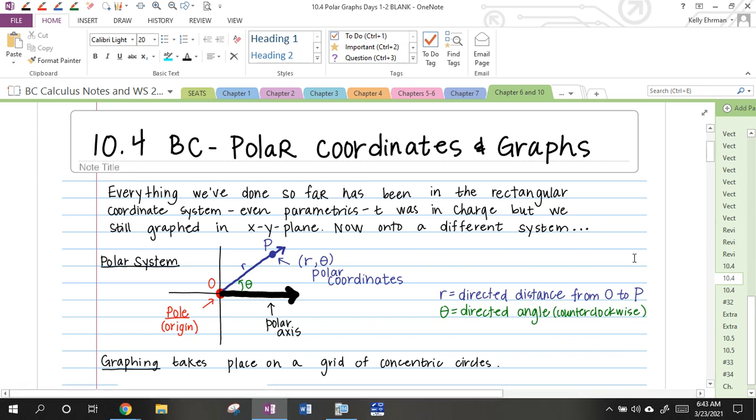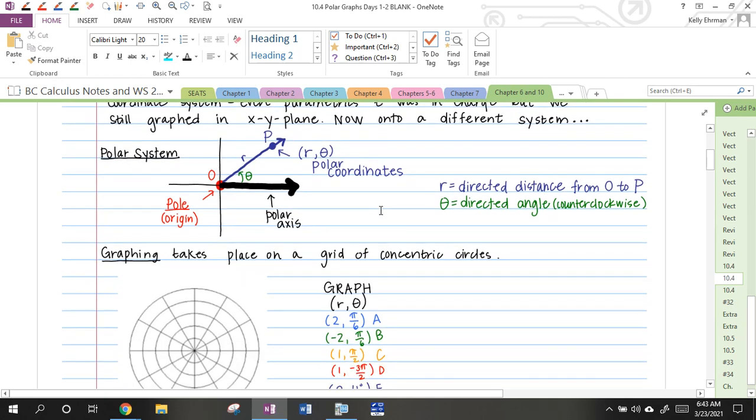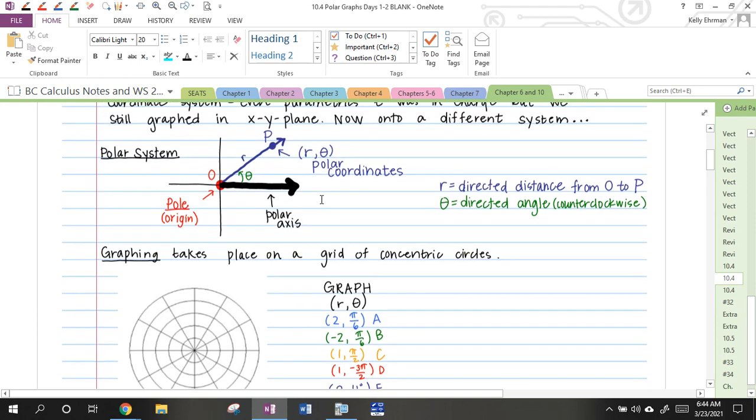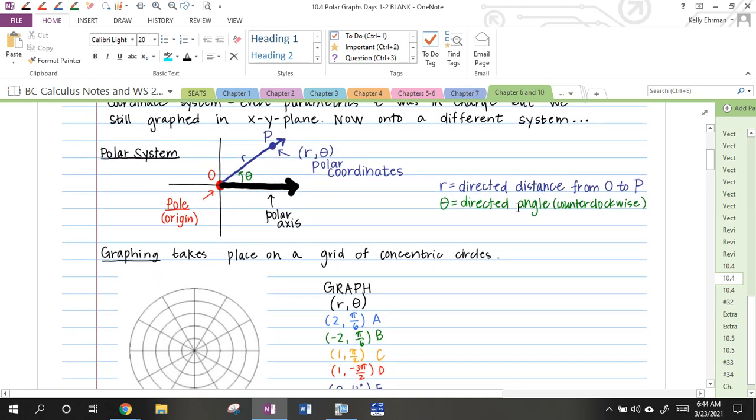And even when we had t with parametrics, we still could get rid of that parameter t and figure out what the point was in terms of x and y. So all of those graphs were still with an x-axis and a y-axis. So now we're going to look at a polar system. Instead of a rectangular grid, you have this kind of circular grid, which looks kind of cool. And before we get to that, I want to talk about some vocab.